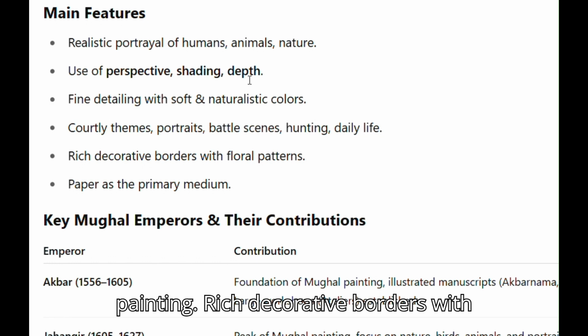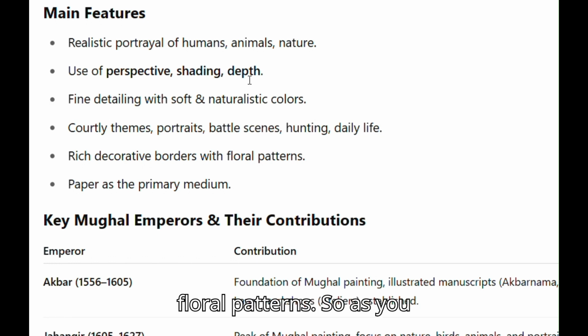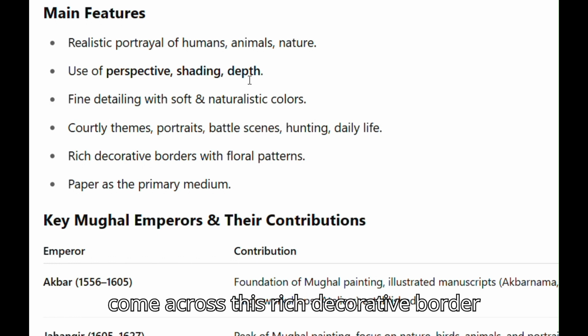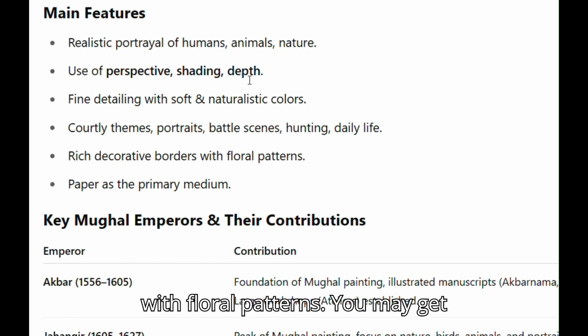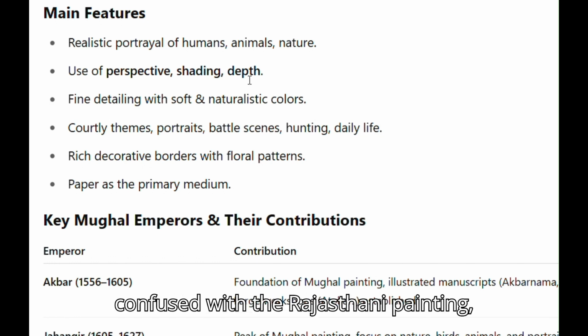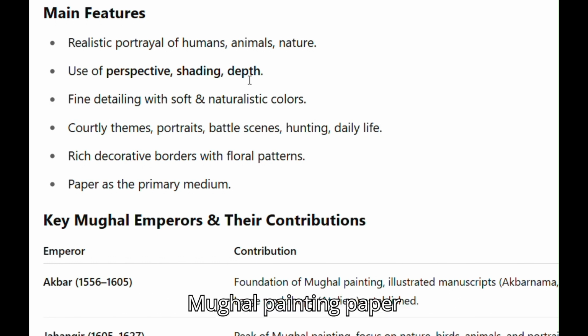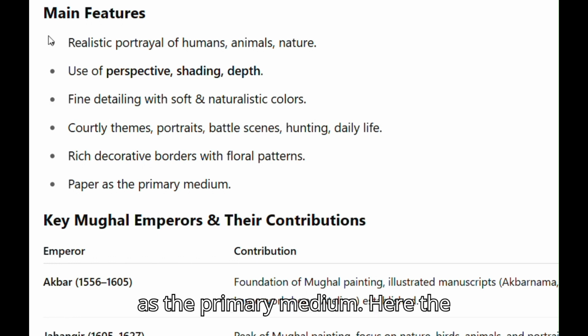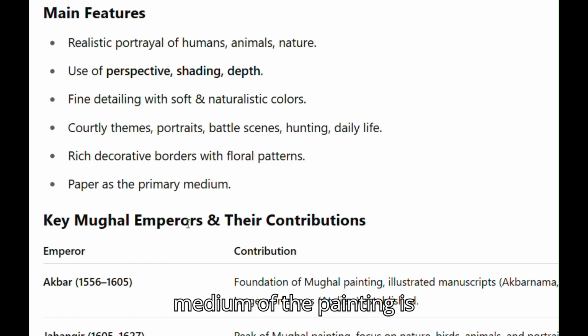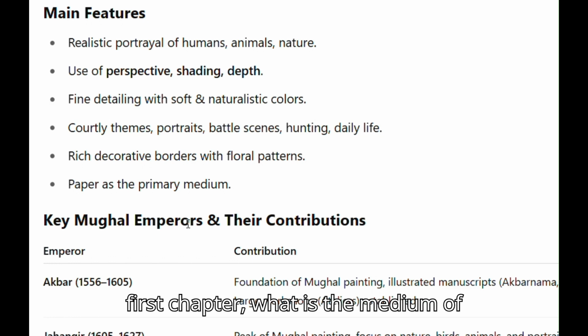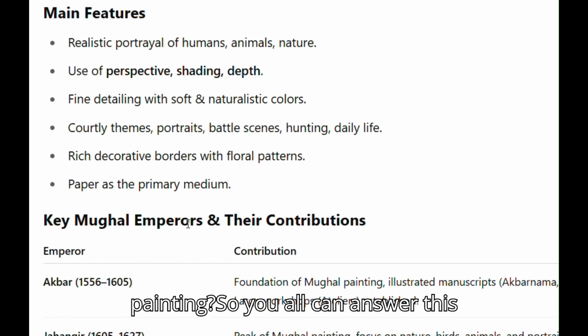Rich decorative borders with floral patterns. As you come across this rich decorative border with floral patterns, you may get confused with the Rajasthani painting, but this is common in both Rajasthani and Mughal painting. Paper as the primary medium. Here, the medium of the painting is paper only. But as we saw in the first chapter, what is the medium of painting? You all can answer this.